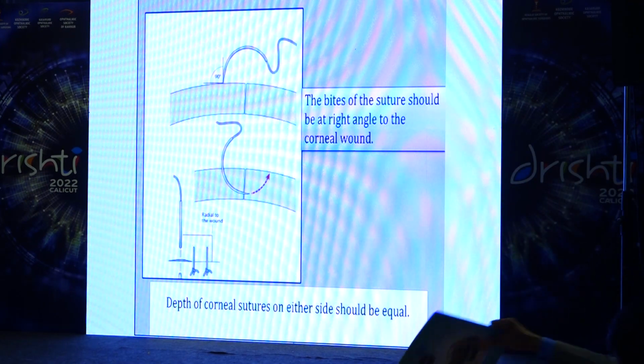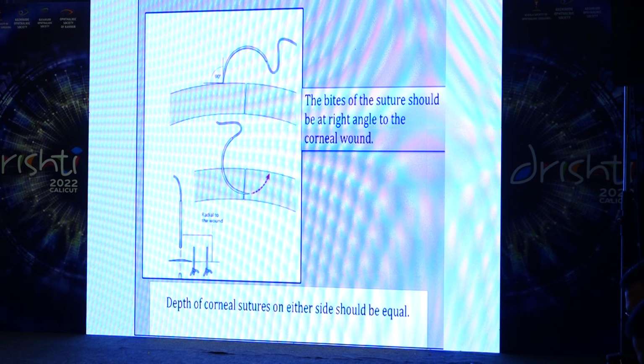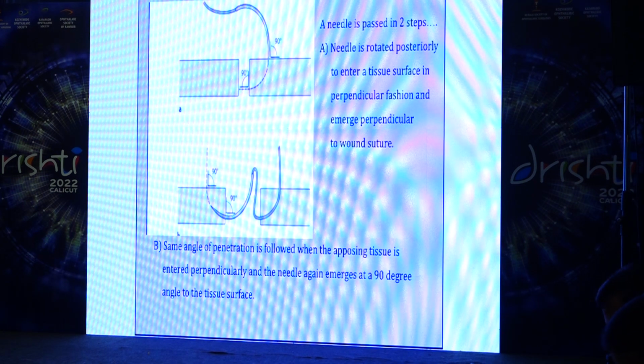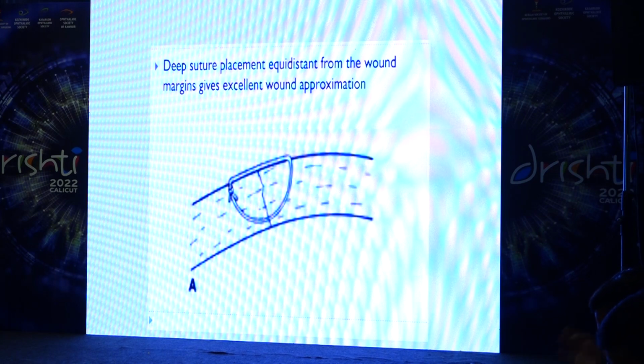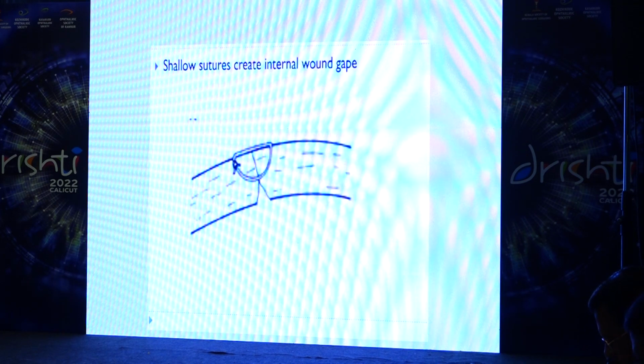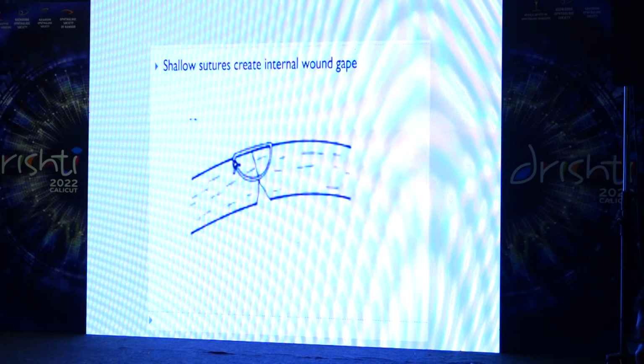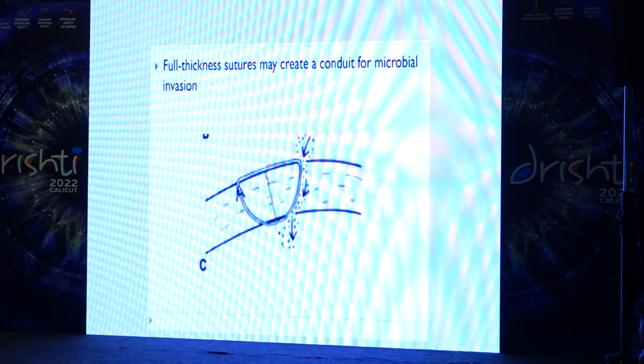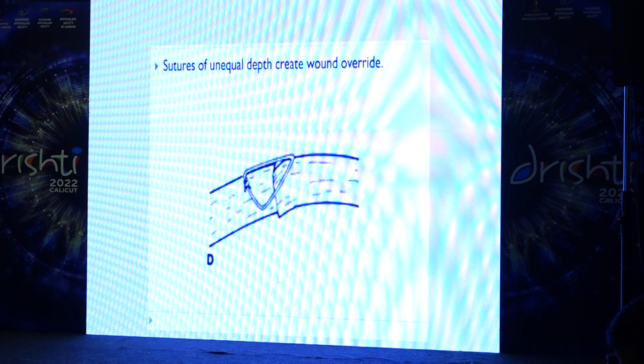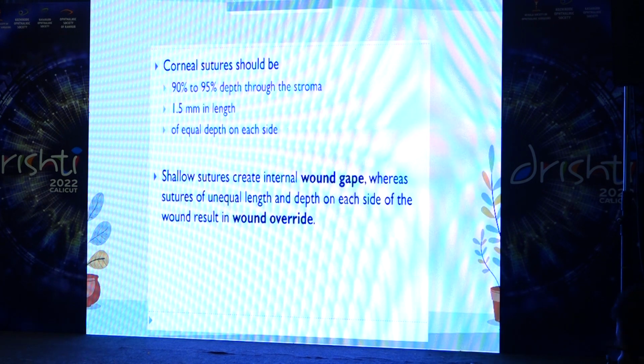If you are taking the bite, take the bite at 90 degrees, and the depth should be at least 90 to 95% of the cornea, and it should enter through the other half also 90 degrees apart, and then come out, providing wound apposition without gape. If it is shallow, there will be internal wound gape, and if it is deep and passing through and through, there is a chance of microbial contamination. So all sutures should be 90 to 95% depth of the stroma, 1 to 1.5 mm in length, and of equal depth on each side.